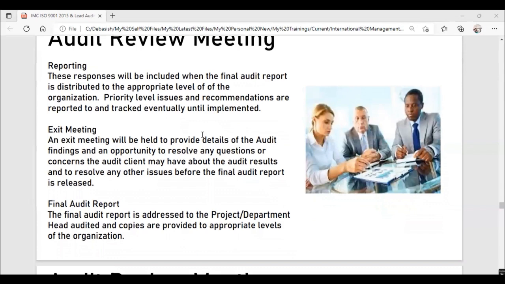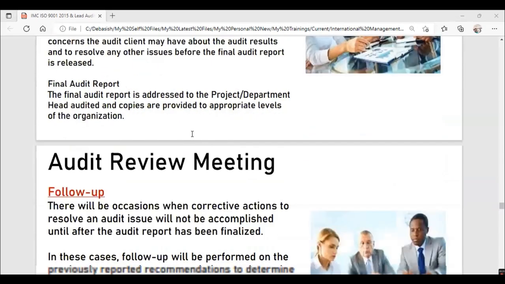Final audit report. The final audit report is addressed to the project or department or business unit head audited, and copies are provided to appropriate levels of the organization.